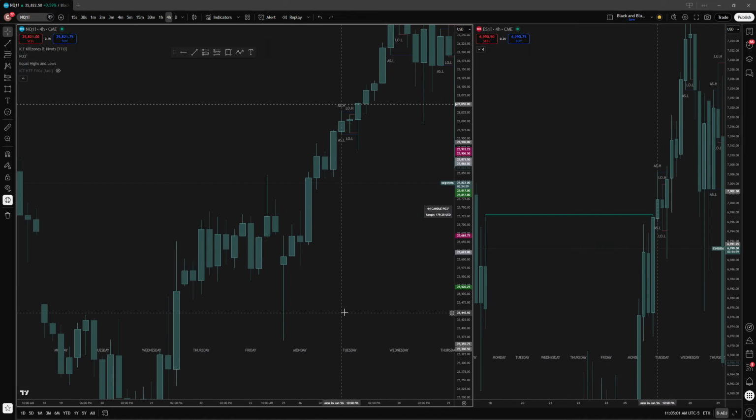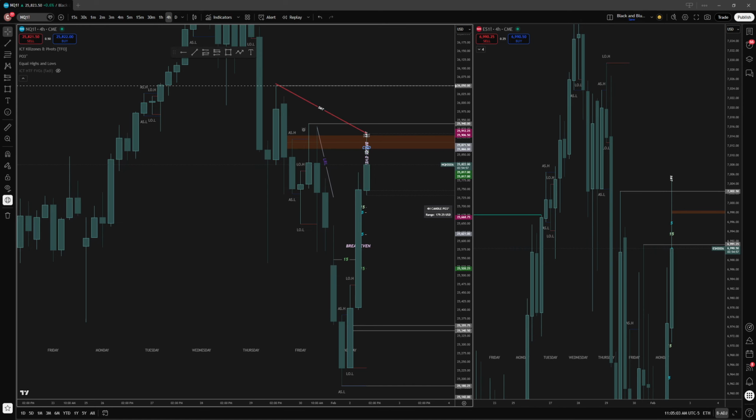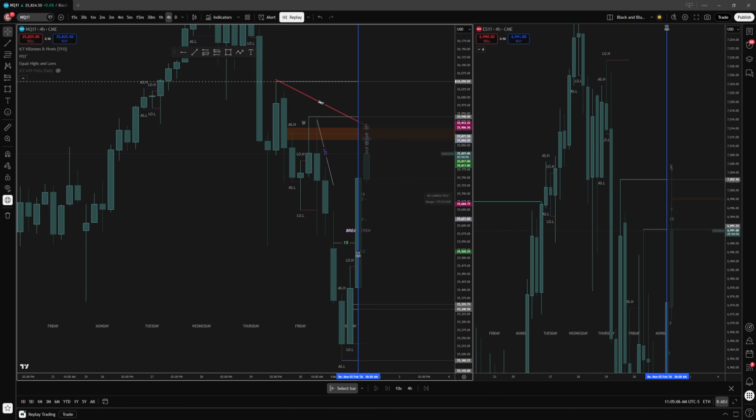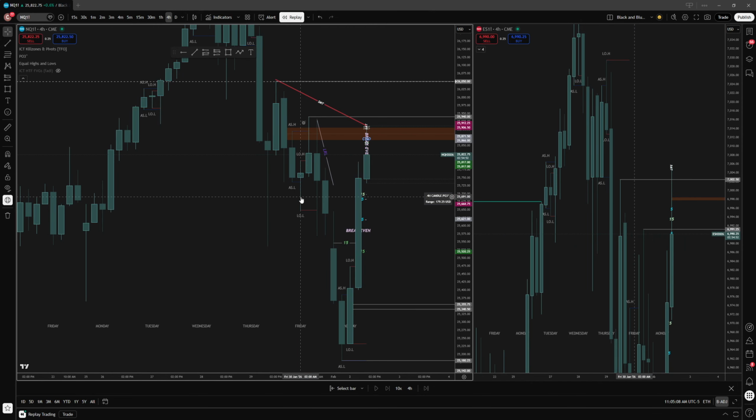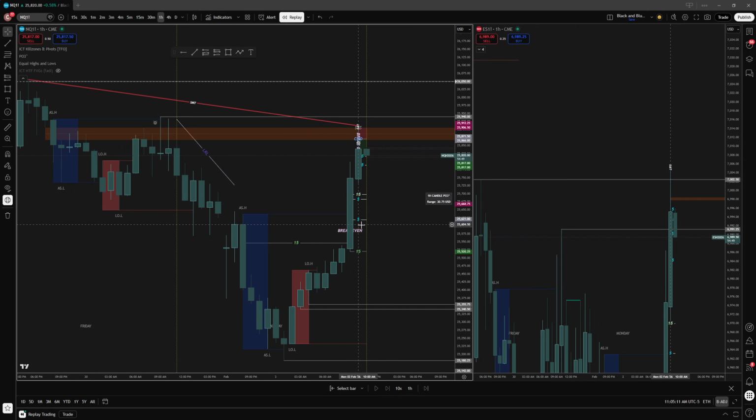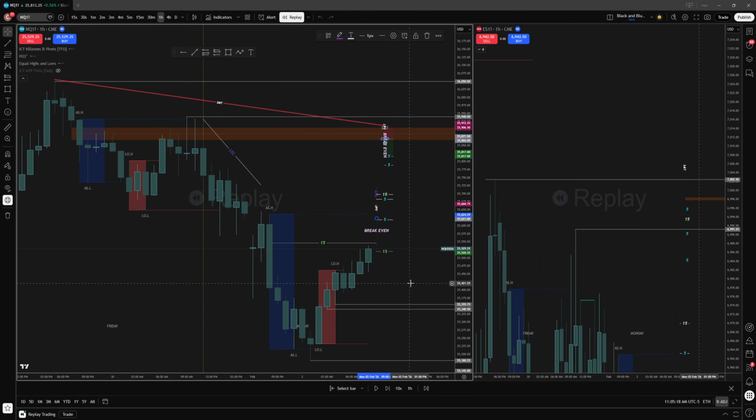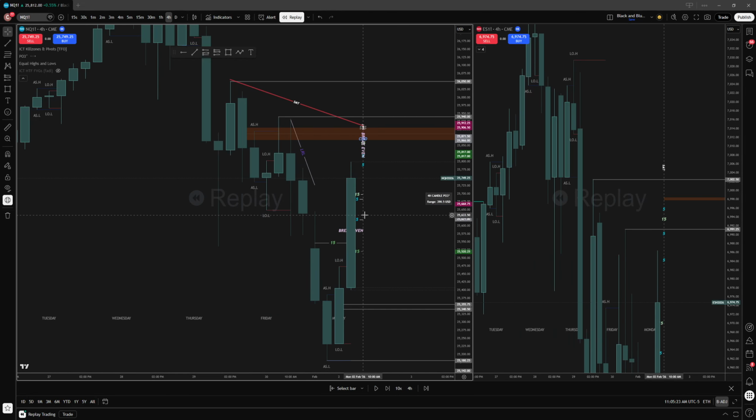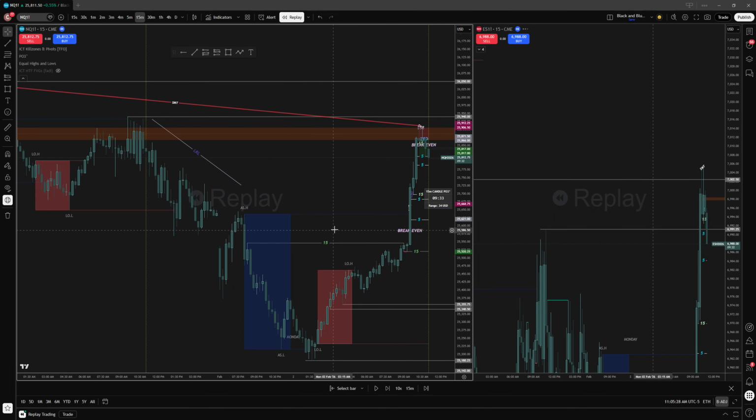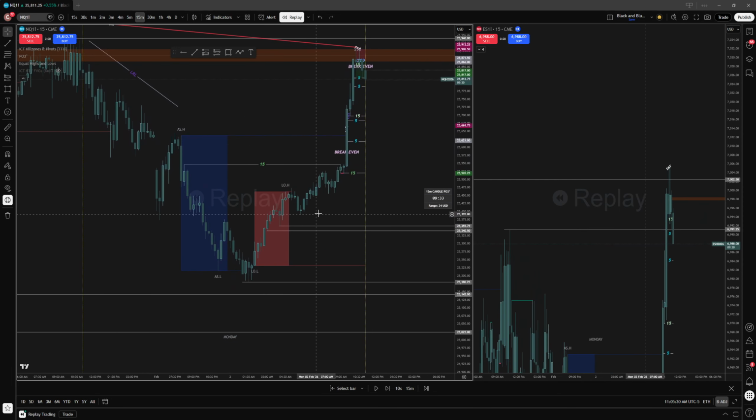Going into the morning, I was pretty neutral biased. Going pretty neutral, right? My idea was that we were going to fill this imbalance, respect this 15-minute gap and trade lower because we had low resistance liquidity below. London lows was an unsponsored move, right?